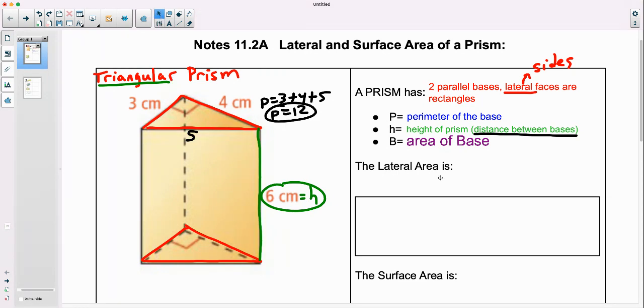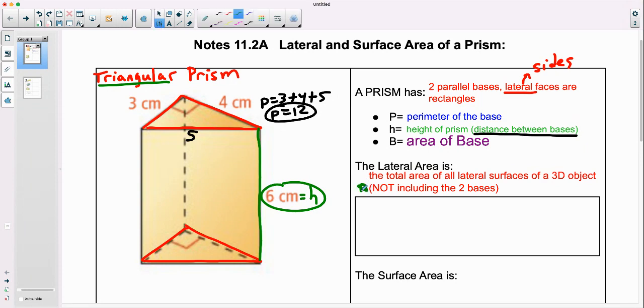So lateral area. Lateral area refers to all of the sides added together, not including the two bases. So not including the triangles. So this is just adding up all the rectangles is really what we're talking about. And there's a formula for this. We're going to get that down right now. Okay, the lateral area is just adding all the rectangles together.